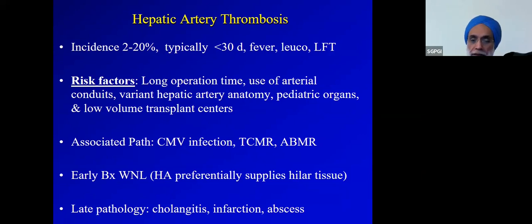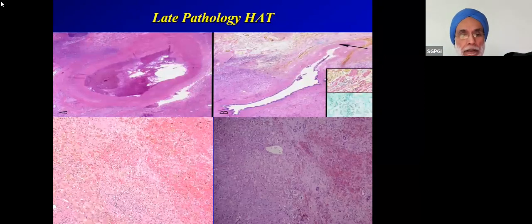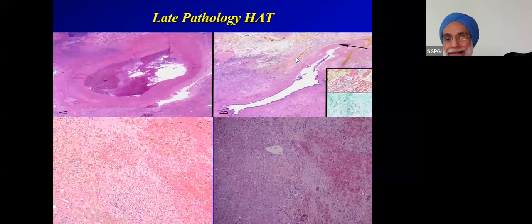And I mentioned the associated pathology, which can include CMV. CMV can infect the endothelium of the hepatic arteries, T cell rejection, antibody rejection. Early biopsies can be normal. So you can have hepatic artery thrombosis documented radiologically, but the pathology at the periphery might be normal. And late pathology might include infarction and cholangitis and abscess formation. Here are some examples. So this is an artery partially occluded by a fresh thrombus. Here, the ulceration has led to bile leakage.